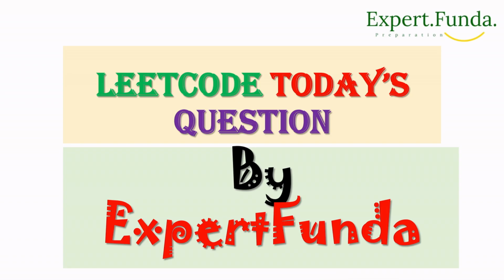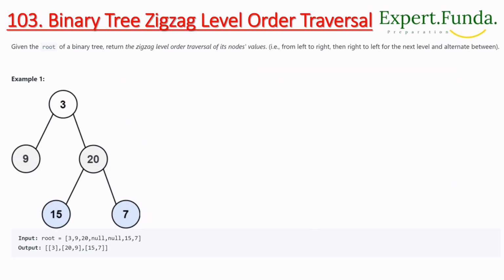To see the LeetCode question that we have, 103 Binary Tree Zigzag Level Order Traversal. This question 103 is very important because it has been asked multiple times. Given the root of a binary tree, we have to return the zigzag level order traversal of its node values, from left to right and then right to left for the next level, and so on.